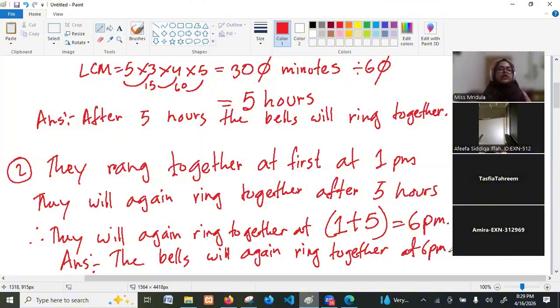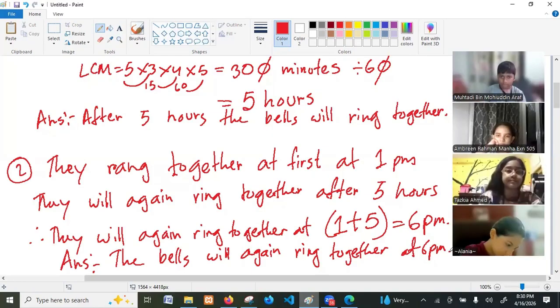The second part is not that operative. It's just the idea that you understood the thing or not, because in the first part of the question, they haven't said when they rang together, but they have said that they rang together and then the intervals were given. So we just found out when they will be ringing again together after how many minutes or hours. So we got the 5 hours. And in the second part, they gave additional information that 1 p.m. was the time when they rang together. So if after 5 hours they will be ringing again, 1 plus 5 will be the time, that is 6 p.m. Done, Miss. Okay.